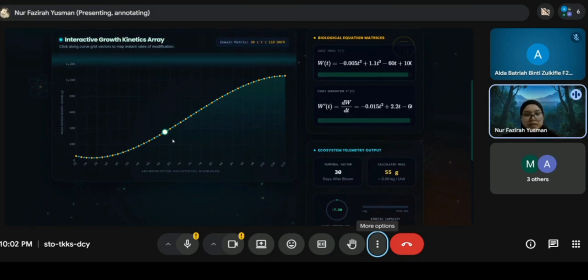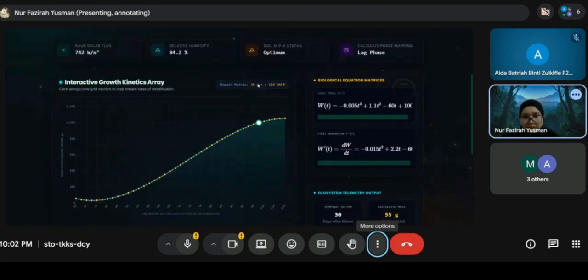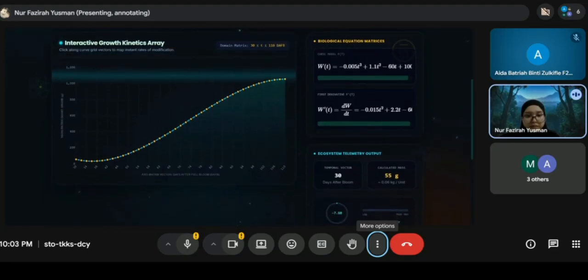So right now, the system shows the fruit in the lag phase, where the cells divide rapidly but physical mass increases slowly. This will be followed by the peak growth phase, and finally the kinetic capacity.